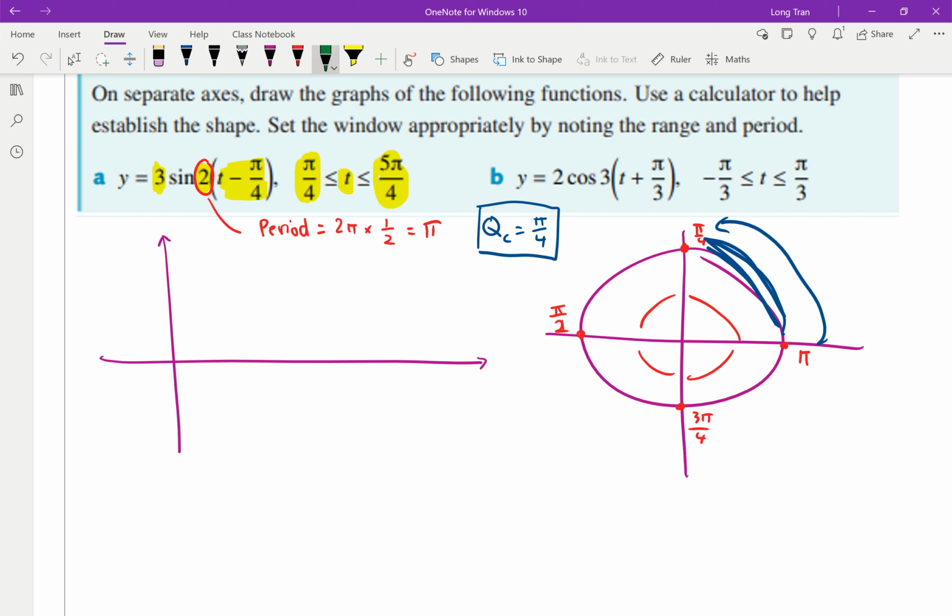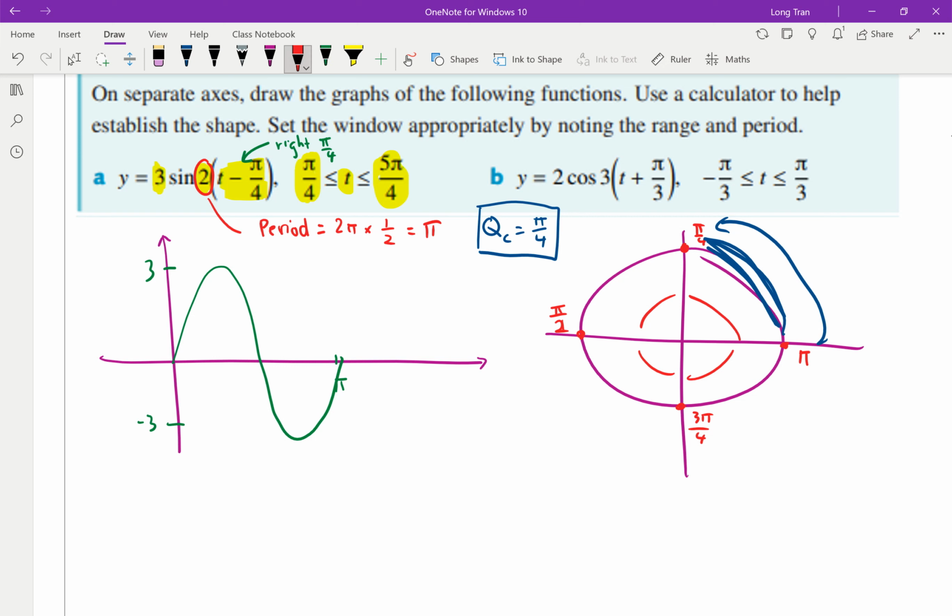So let's read the graph here. We've got a maximum amplitude of 3, so 3 amplitude. We've got a period which normally is now pi. It's a sine graph with no reflection. So we know that the graph can look something like this right now, okay? But notice that there is a movement. This minus pi on 4 actually moves it to the right by pi on 4, okay? So it moves to the right by pi on 4.